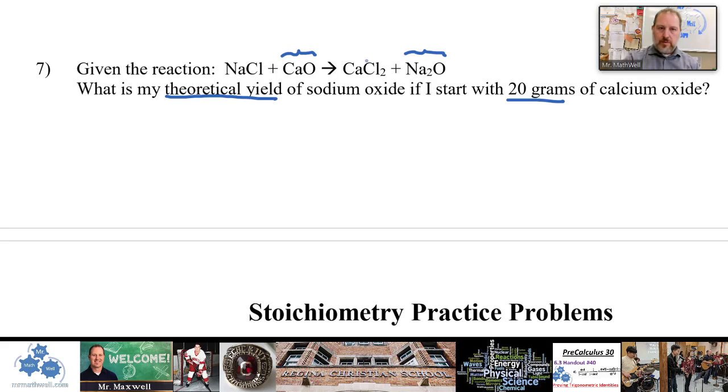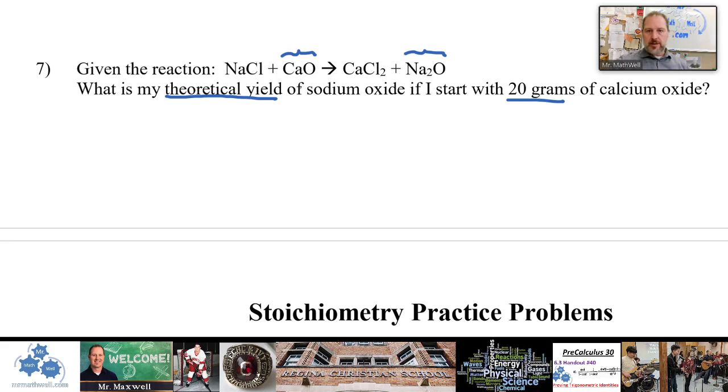Remember, theoretical yield is what, in theory, you should produce if all the reactants, every little bit of it, reacts completely, 100%. How much should you get? And we're going to calculate that using the balanced chemical equation. So I have to first check to see if this equation is balanced.